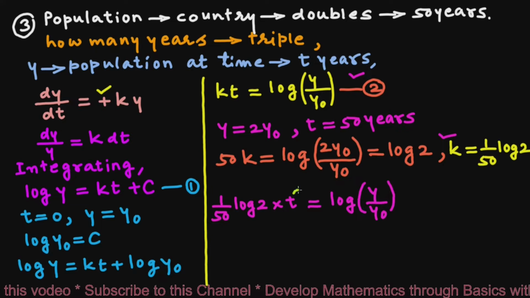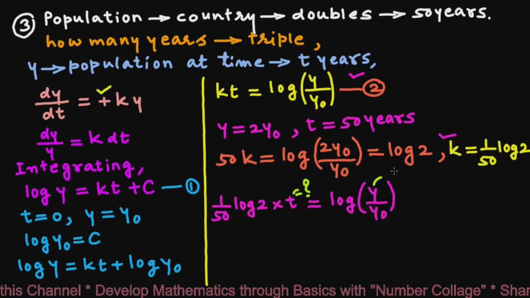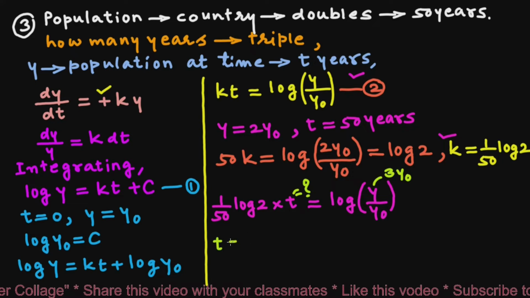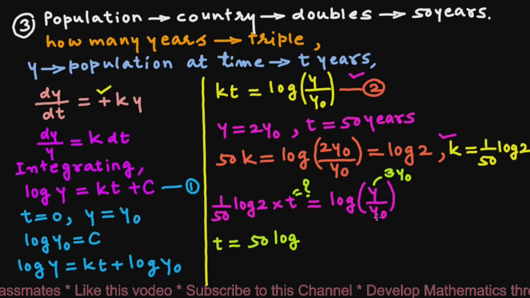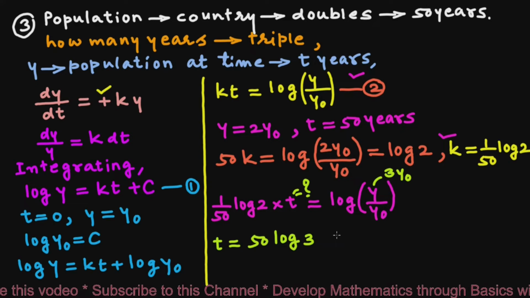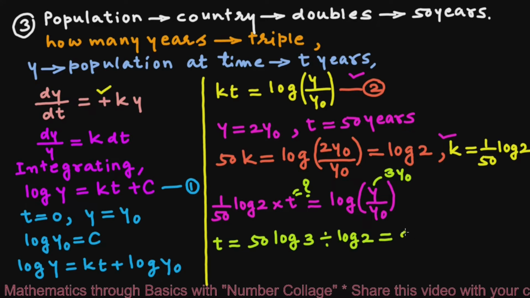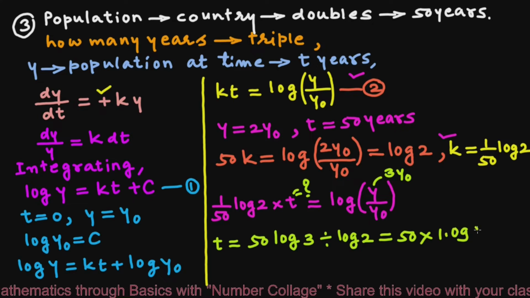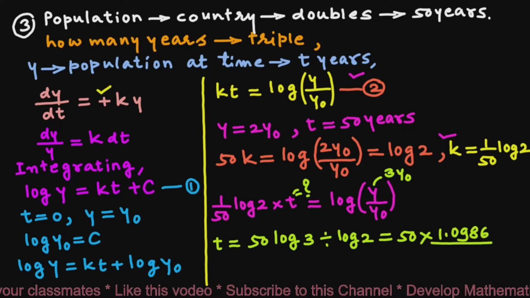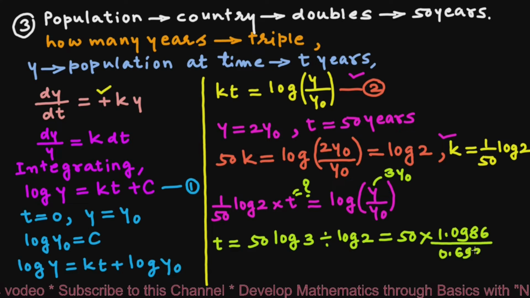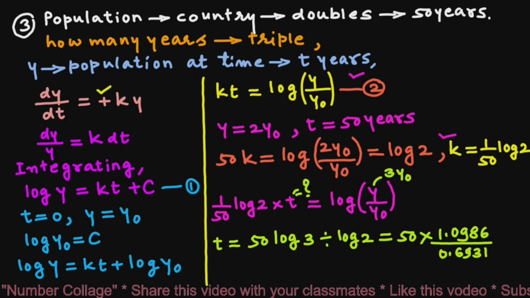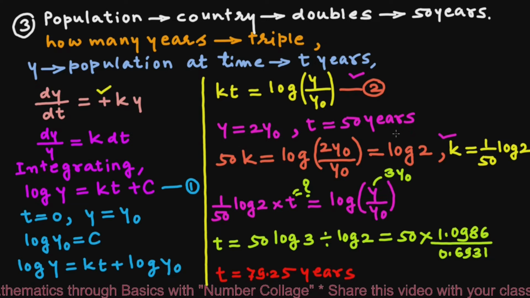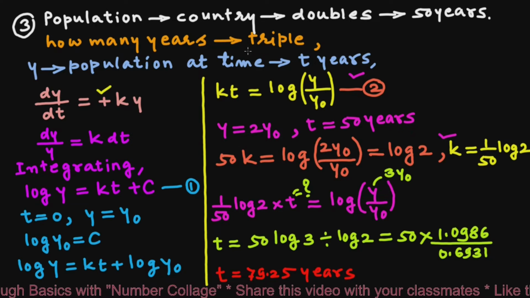Now we have to find after how many years the population becomes triple, that is 3y0. So it will be t equals 50 log of 3y0 upon y0, so that will be log 3 divided by log 2. So it will be 50 multiplied by log 3 to the base e will be 1.0986 upon log 2 to the base e will be 0.6931. So this gives us t equals 79.25 years.